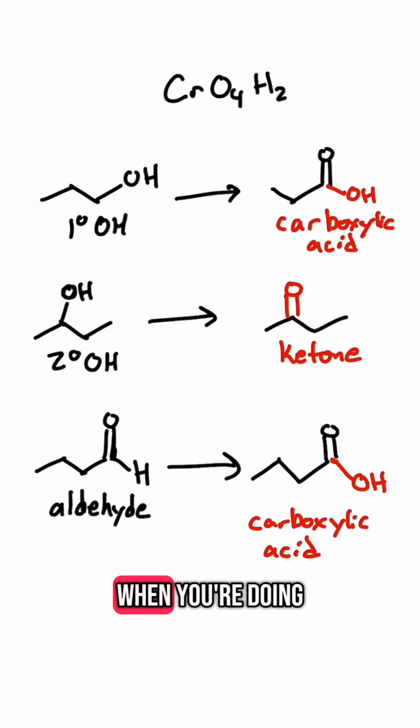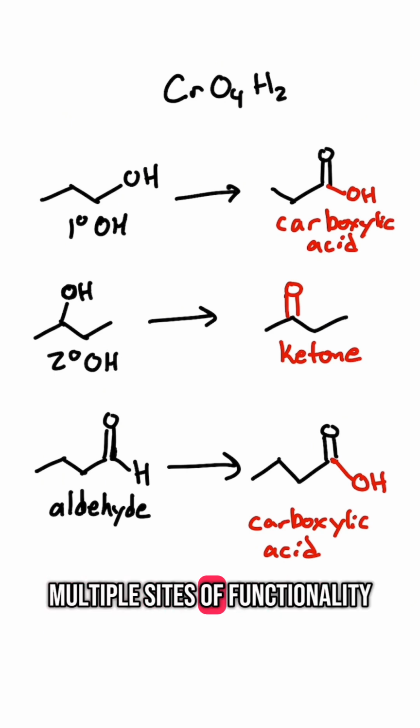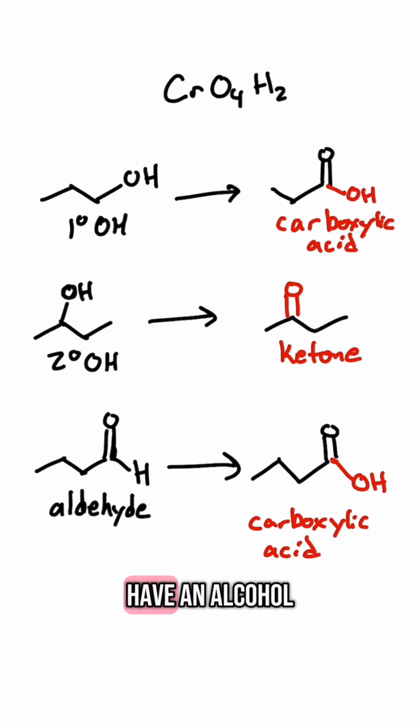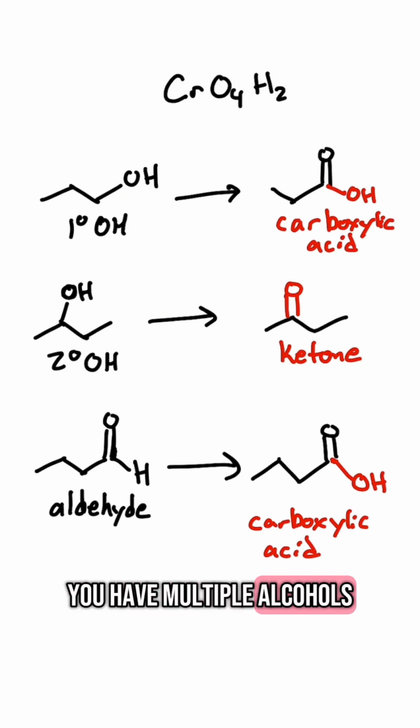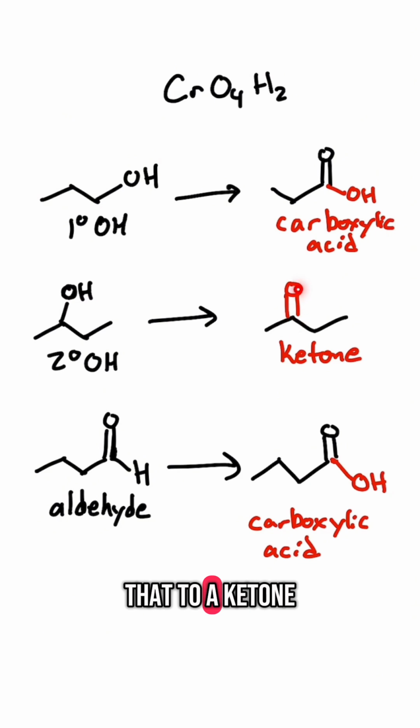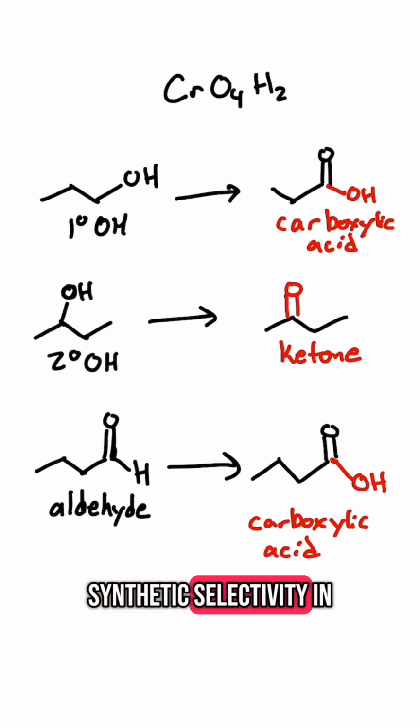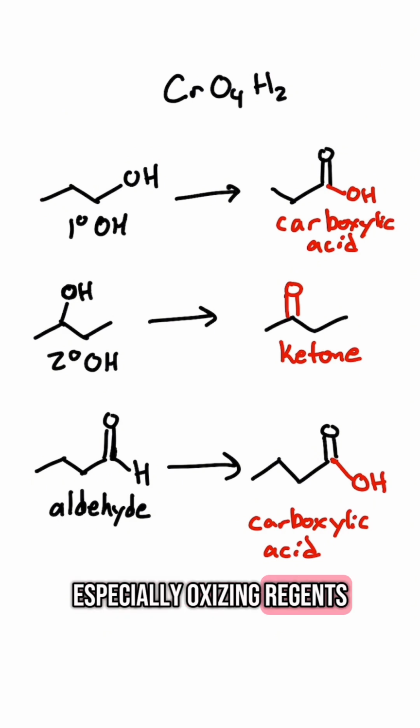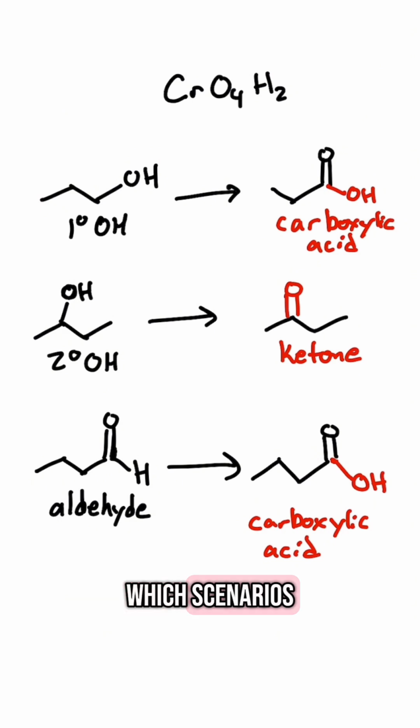But say you're just trying to make a ketone from your secondary alcohol, then that's fine. So you have to remember when you're doing these synthetic problems on your exams that you might have multiple sites of functionality. Say you have multiple alcohols, and you want to oxidize one to a ketone. It's also going to react with your primary alcohol, and it's going to push it all the way to a carboxylic acid. You might not want that. So you need to learn that synthetic selectivity in terms of reagents, especially oxidizing reagents, and which ones to use for which scenarios, so you can really become, I guess, synthetically nimble, for lack of a better term.